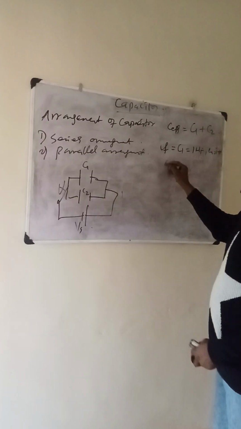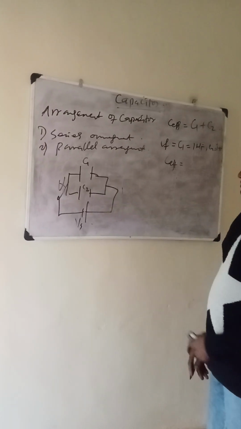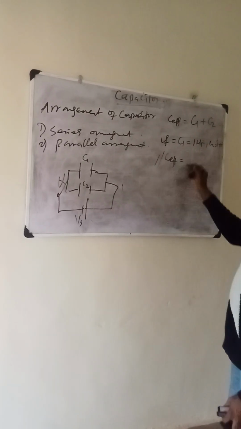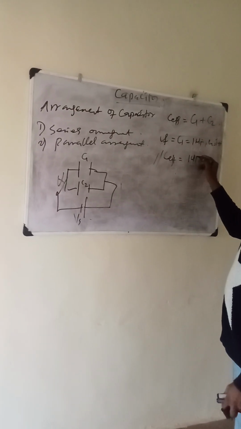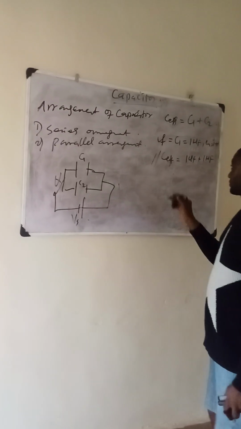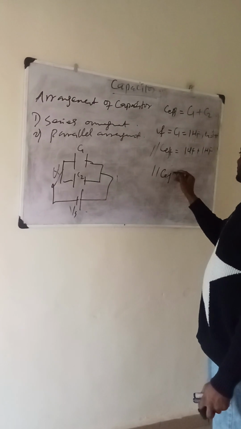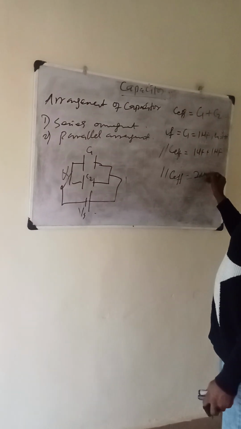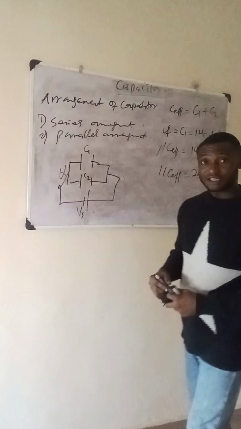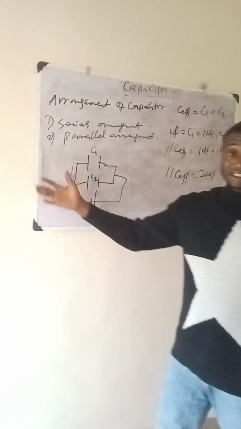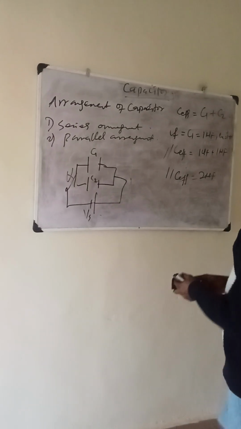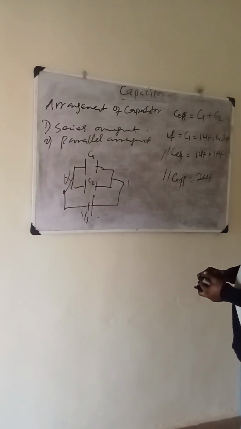So if C1 is 1 microfarad and C2 is also 1 microfarad, the total capacitance, when you arrange it in parallel arrangement, will give you 1 microfarad plus 1 microfarad. If you add 1 microfarad to 1 microfarad, this C effective will become 2 microfarad. You see that in parallel arrangement, the effective capacitance is larger than when you do series arrangement. Clear? So this is what it is here.